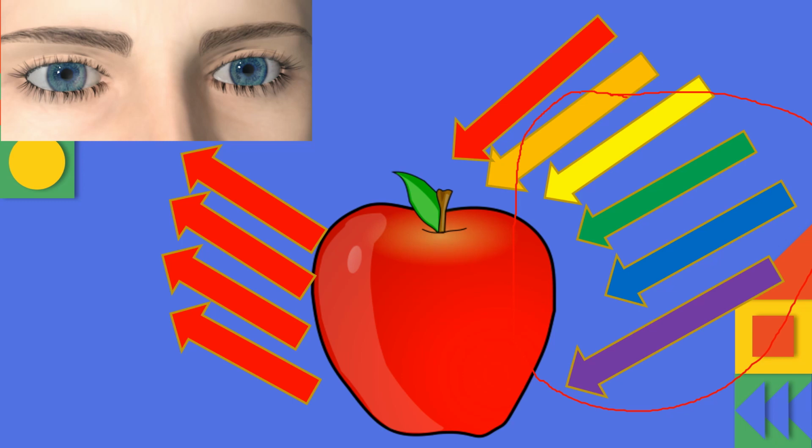Ganun din pagdating sa ibang object. Halimbawa, yung dahon. Di ba color green ang dahon? So, yung dahon, yung red, orange, yellow, blue, indigo, and violet na-absorb nung dahon, ang nag-reflect lang or yung lumabas lang na kulay is yung color green. Kaya kulay green yung nakikita ng ating mata. Same as to all those other colors.